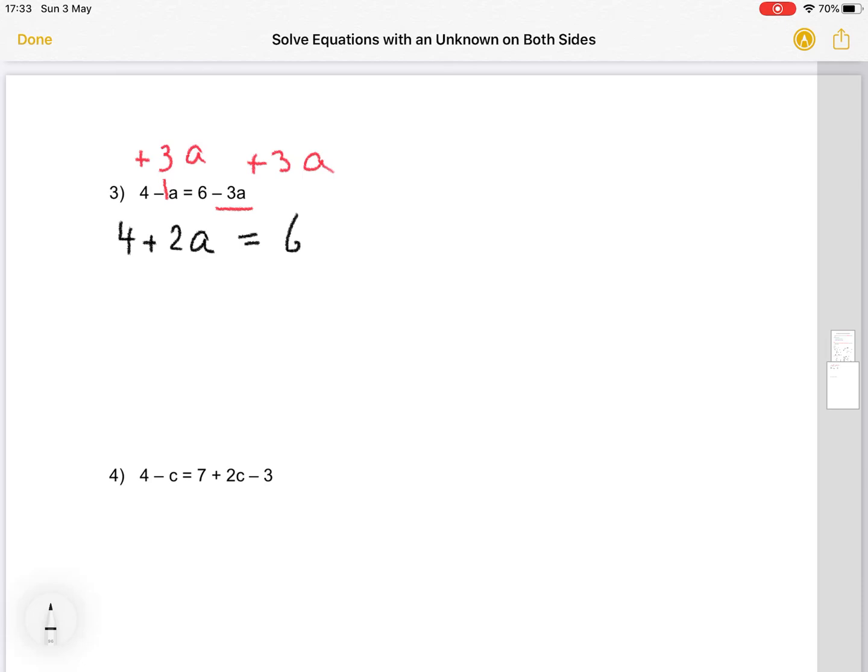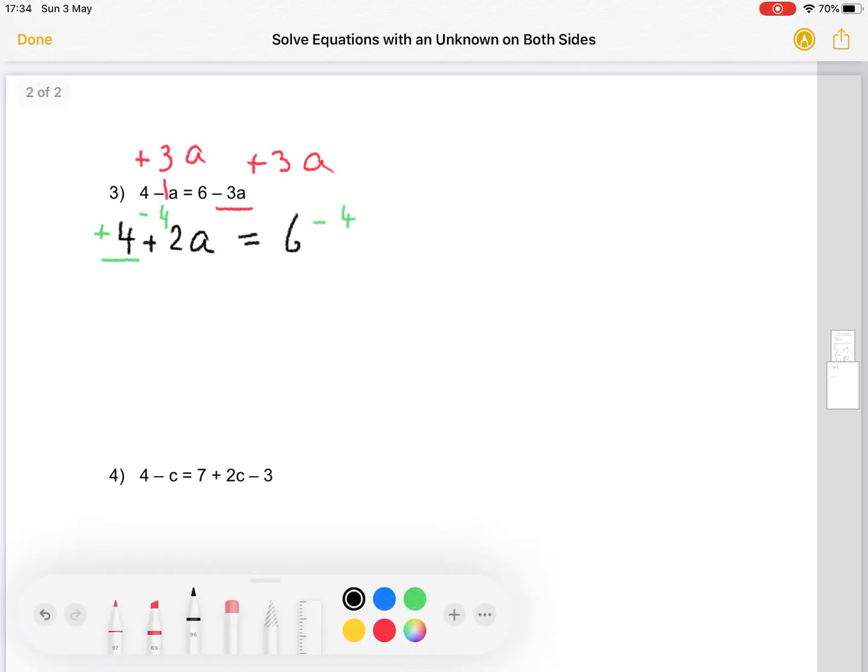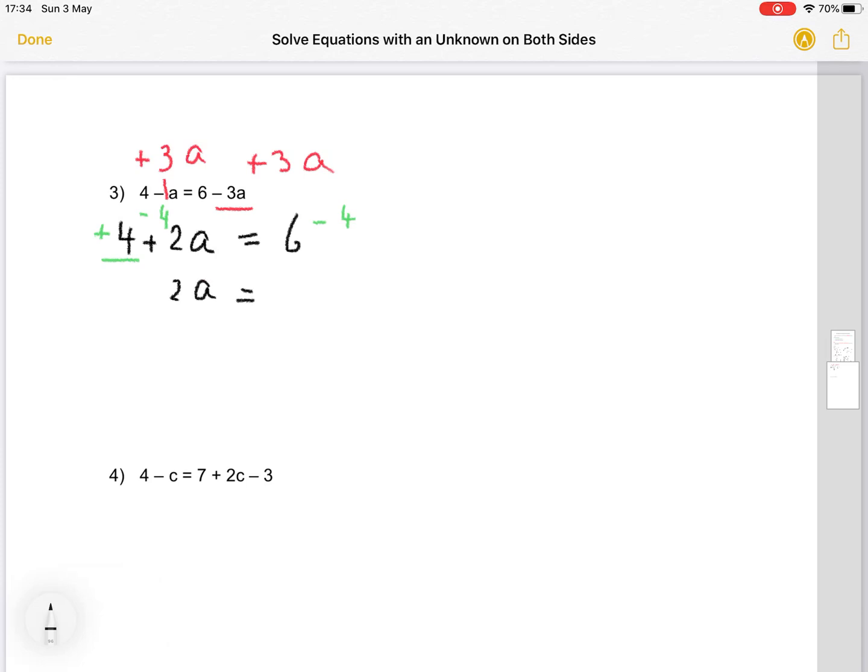Now, on the left hand side I have a letter term, the 2a, but I have a number term also, the plus 4. To remove that plus 4, I have to subtract 4 from each side. The equation now becomes 4 minus 4, it's 0. 0 plus 2a, it's a 2a, is equal to 6 minus 4 is equal to 2. Now 2a means 2 times a is equal to 2.